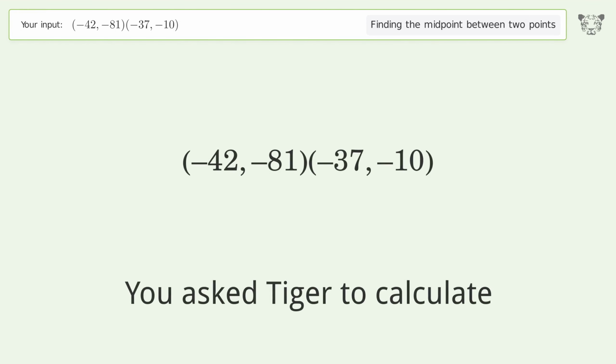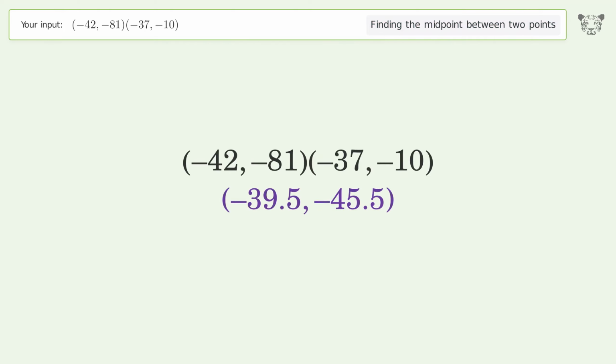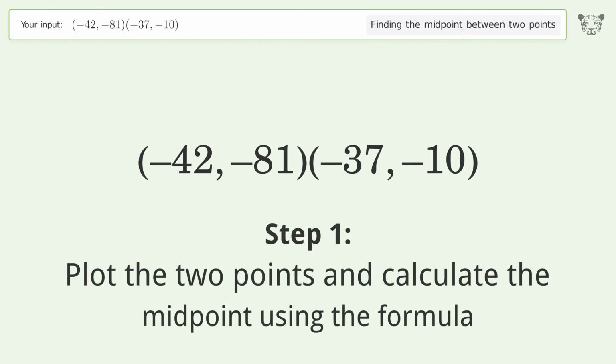You ask Tiger to calculate. This deals with finding the midpoint between 2 points. The midpoint between the 2 points is -39.5, -45.5. Let's solve it step by step. Plot the 2 points and calculate the midpoint using the formula.